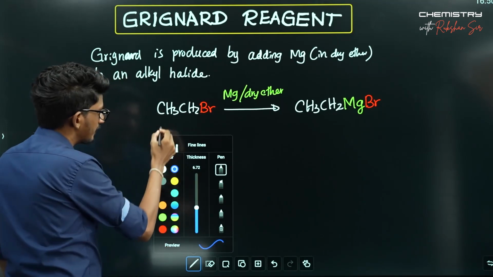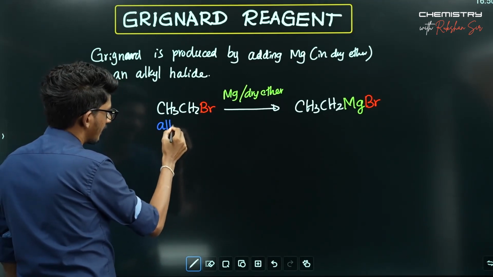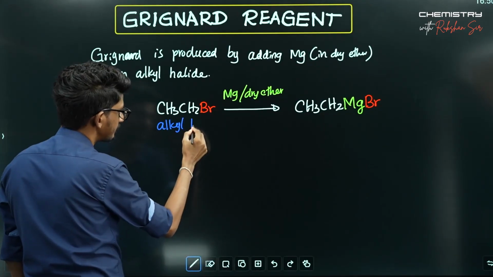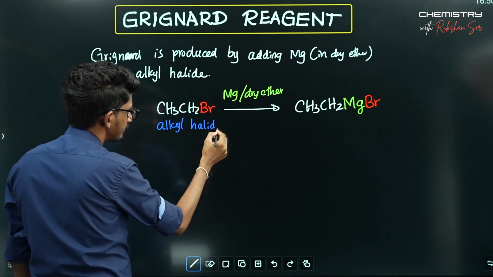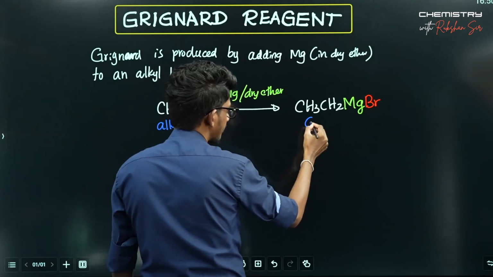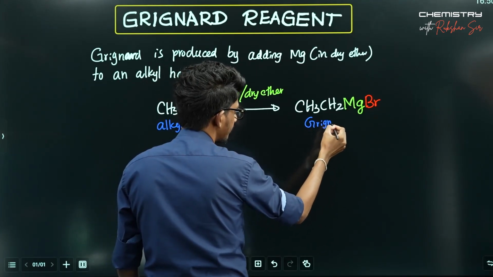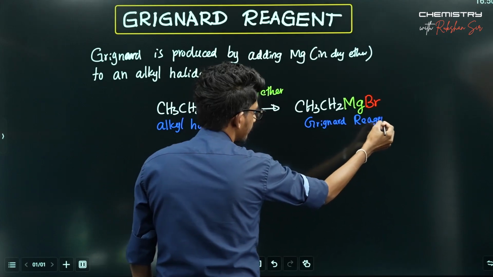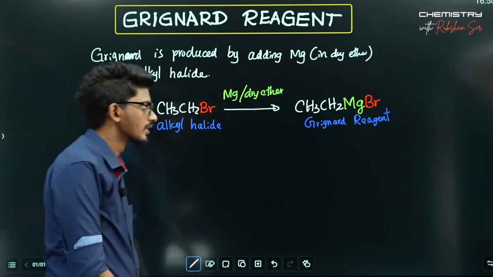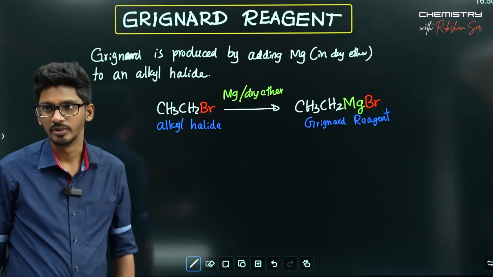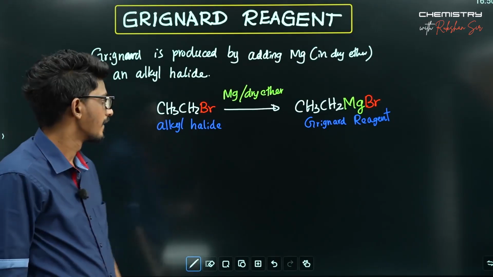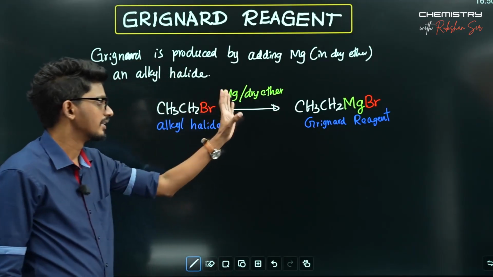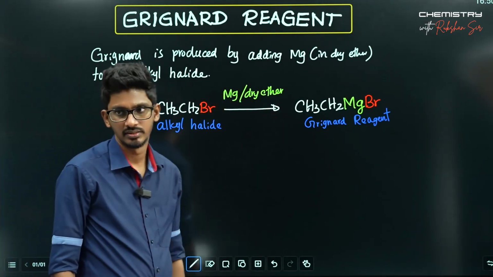So this is your alkyl halide. This is your Grignard reagent. This is the simplest way of producing the Grignard reagent. To an alkyl halide, you can add magnesium in dry ether medium to come up with the Grignard.